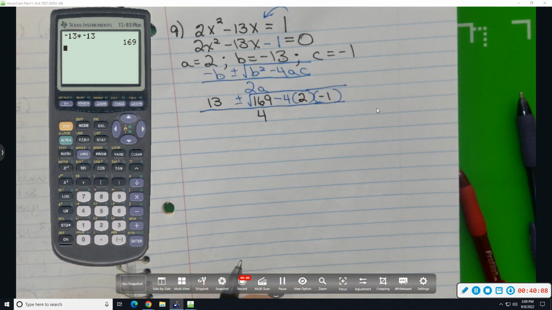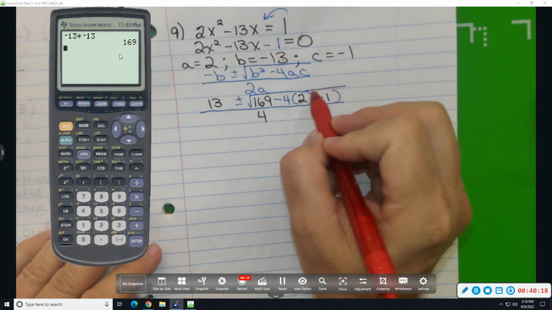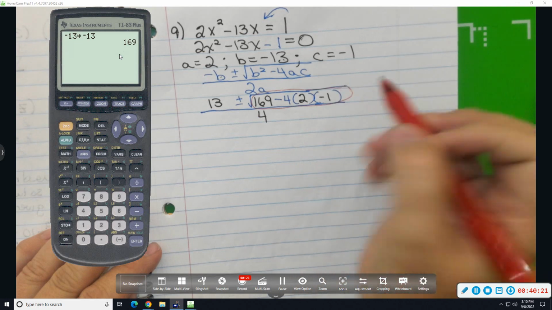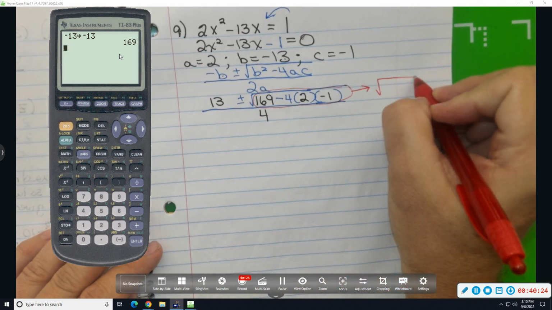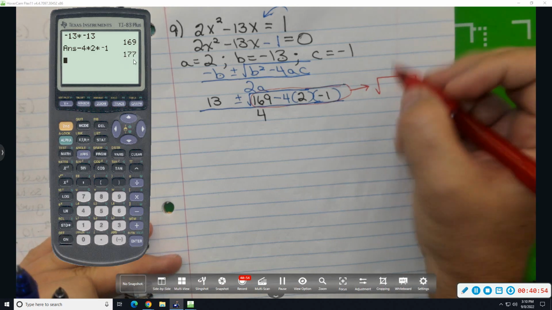So now circle that square root and draw a little arrow out to the side because we're about to simplify that square root using my little calculator. We have 169 minus 4 times 2 times negative 1. Negative, minus a negative 8, so it will be plus 8. So it will be 177.